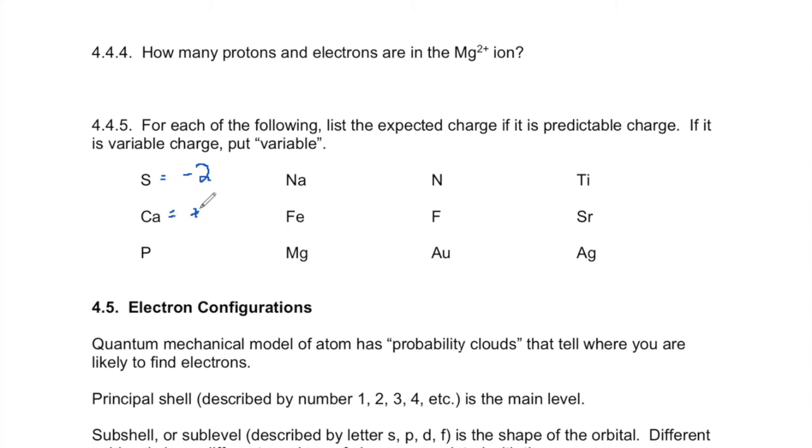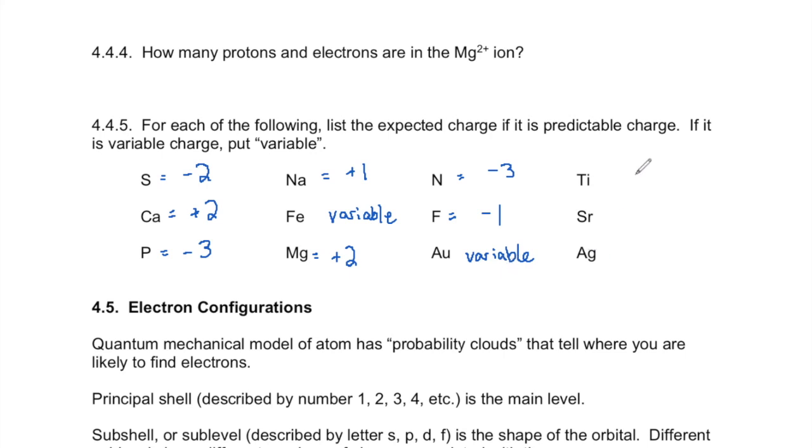And for calcium, if it does form an ion, it would be a +2 charge, and for phosphorus, it would be -3. For sodium, it would be +1. It's in that first group of the alkali metals. Iron is a transition metal, so it has different ions that it can form. It's variable charge. Magnesium is in that alkaline earth metals. It would form a +2 charge. Nitrogen, when it does form an ion, would be a -3 charge. Fluorine is a halogen with a -1 charge.